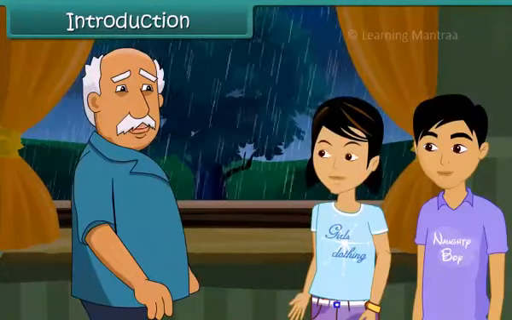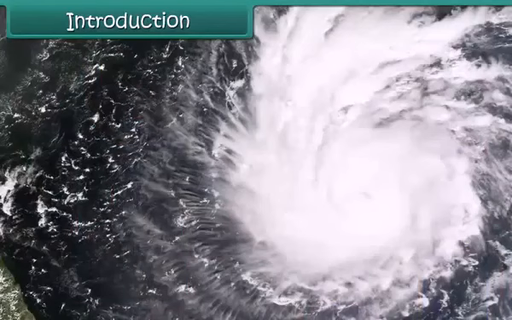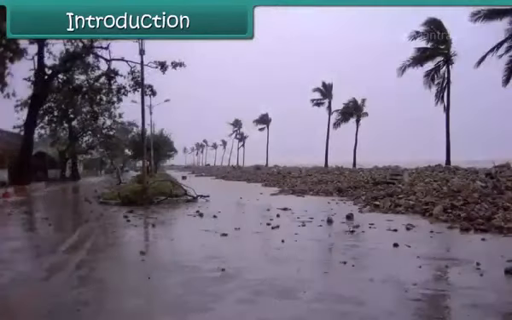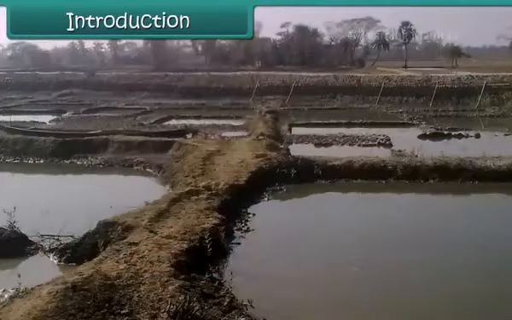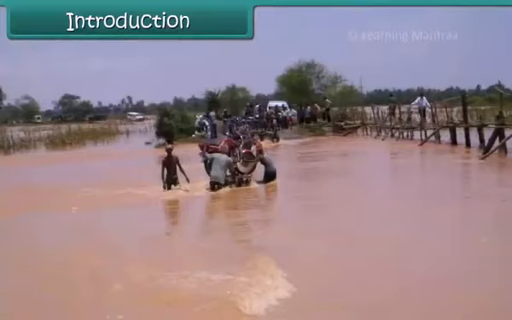Yes, children. In October 1999, Orissa was hit twice by the cyclones with wind speed of 200 km per hour and 260 km per hour. Many people died and many became homeless. Agriculture, transport, communication and electric supply were badly affected.